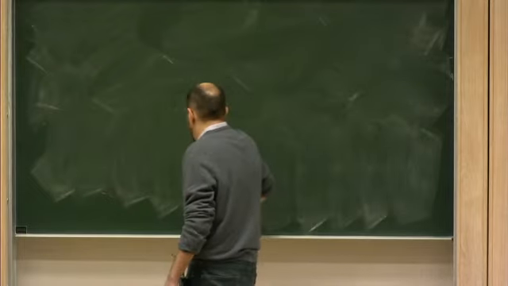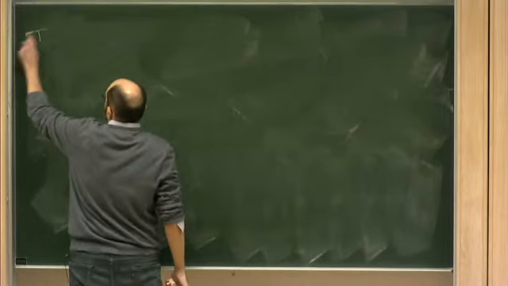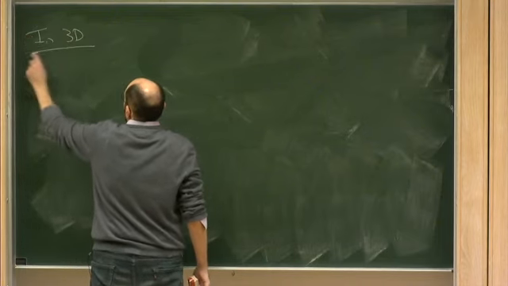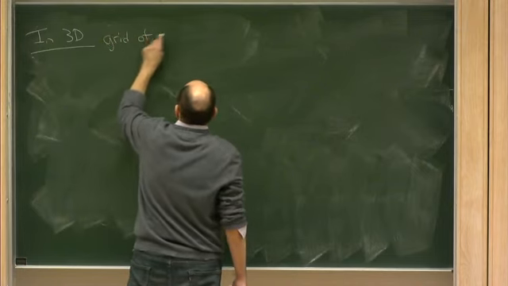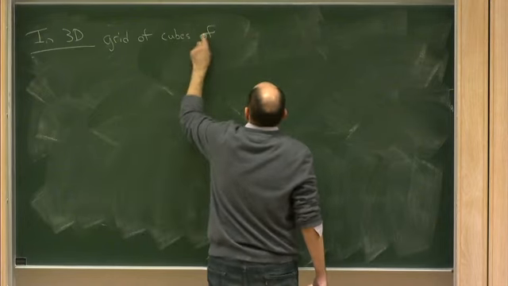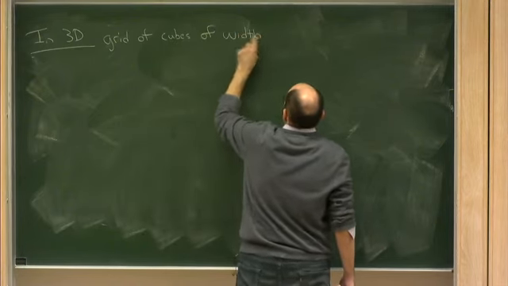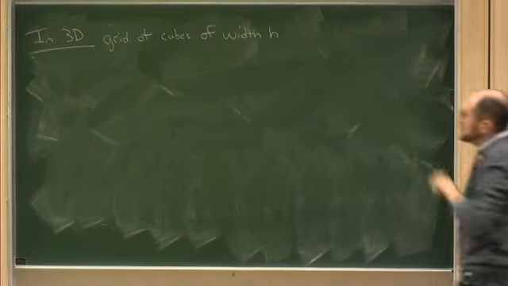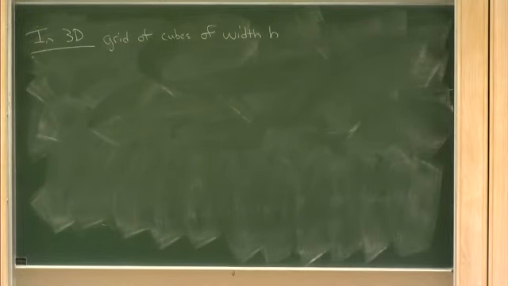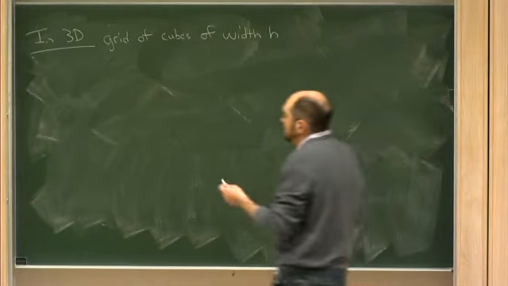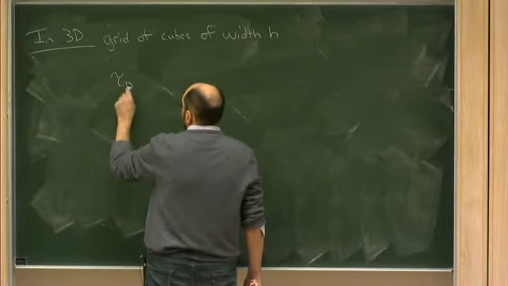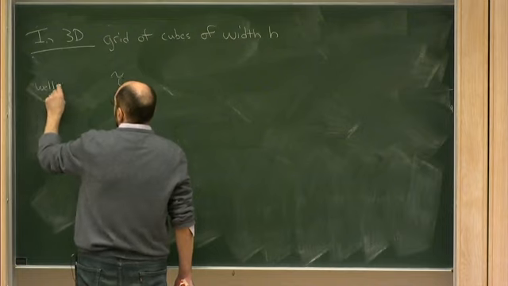Okay, so let's imagine we're in 3D. So I've got my grid of voxels, a grid of cubes of width h. Now the only difference from 1D is that instead of just hopping left to right, you could hop left, right, up, down, and forward and back. But you'd still hop with the same rate, D_A over h squared. Okay, so the time scale to get well mixed, this is the well-mixed time scale.